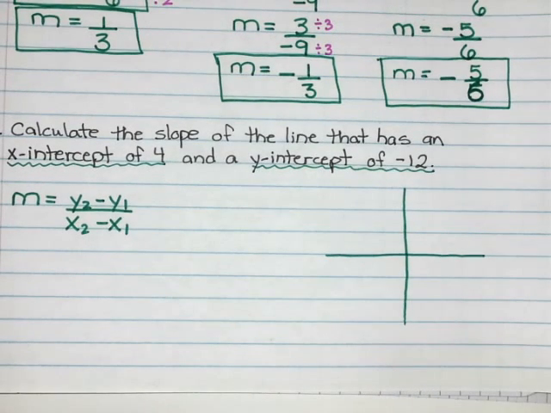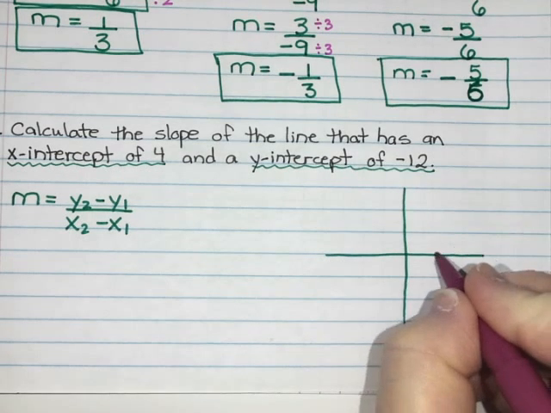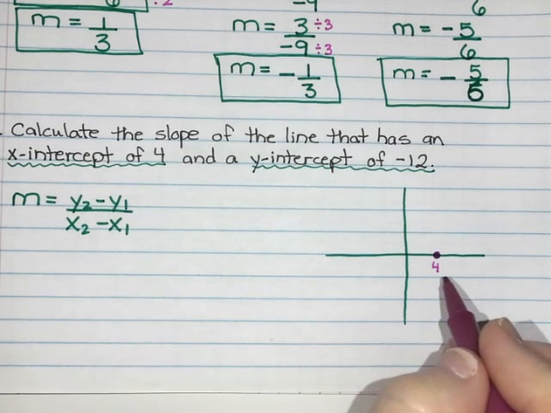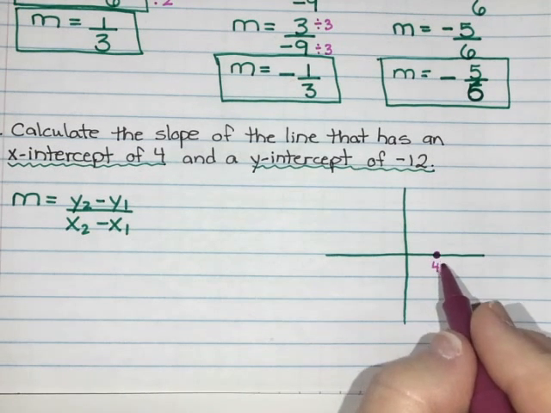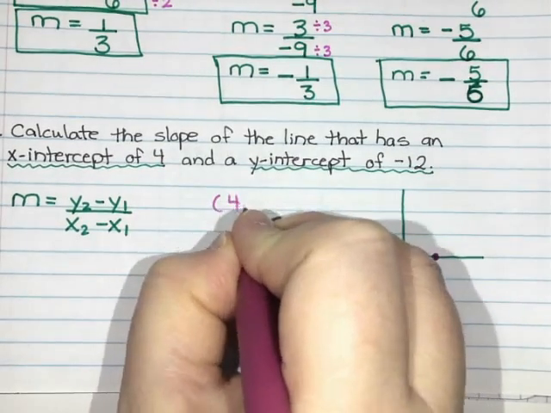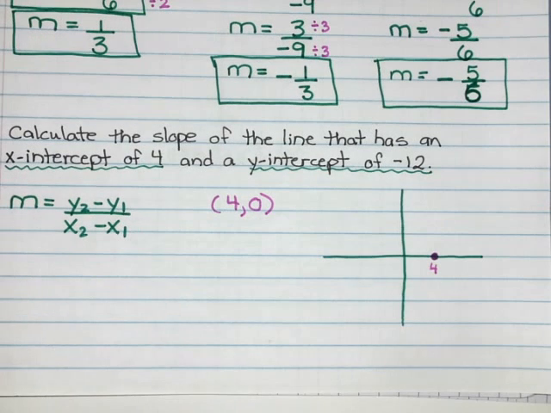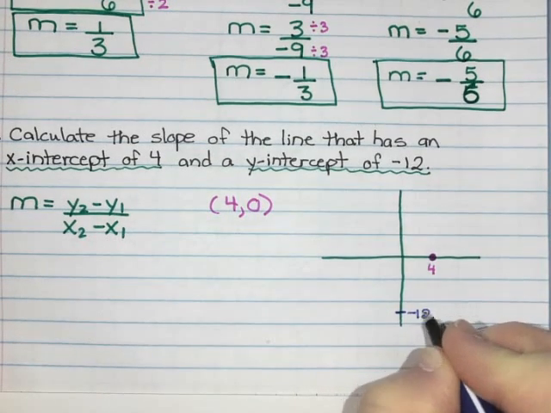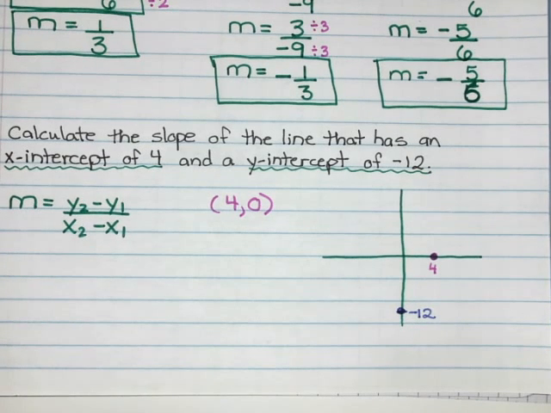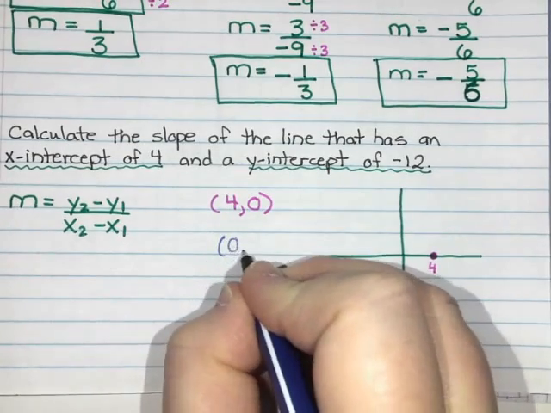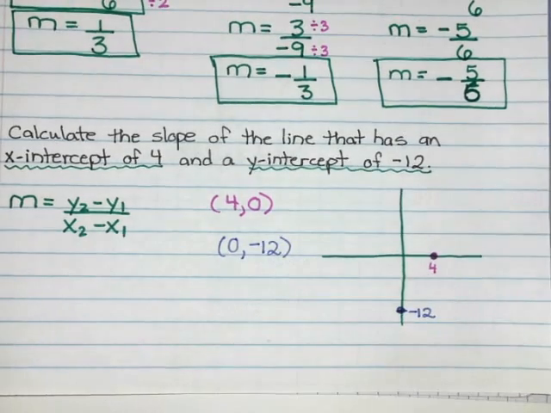So an x-intercept of 4 means on the x-axis at 4, there is a point. So this point is actually the point 4, and the y part would be 0. So this is really the point 4 and 0. That's the x-intercept. And then for the y-intercept, if it has a y-intercept of -12, that means down here on the y-axis at -12, there's a point. This would have an x value of 0 and then a y value of -12.